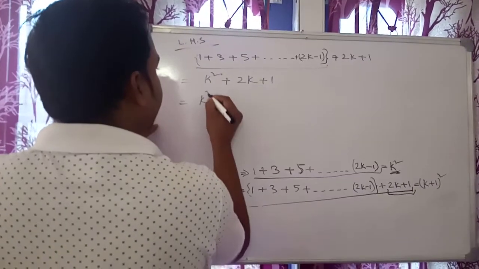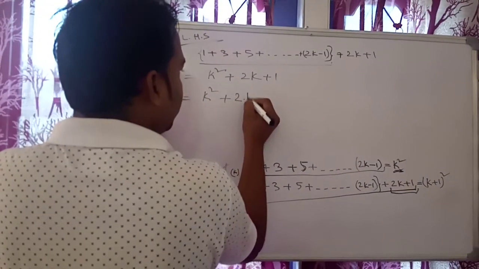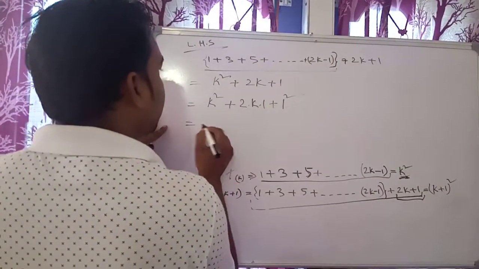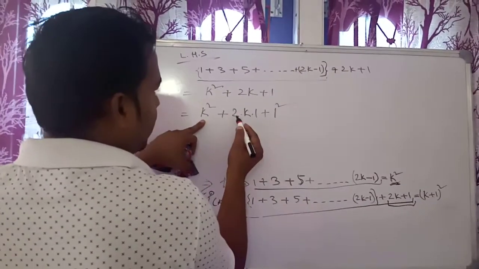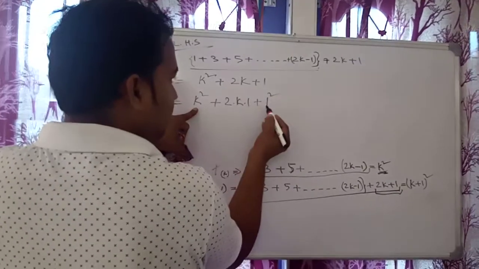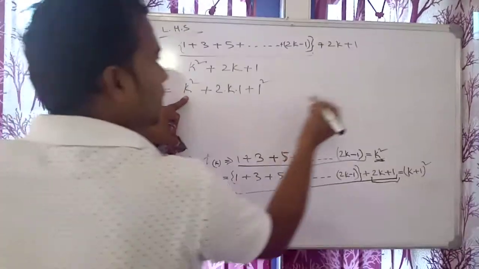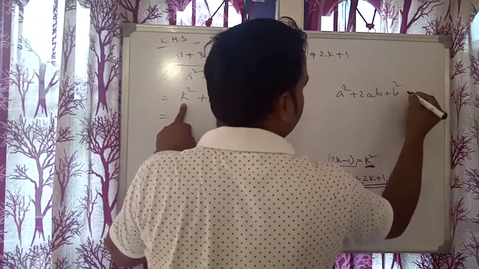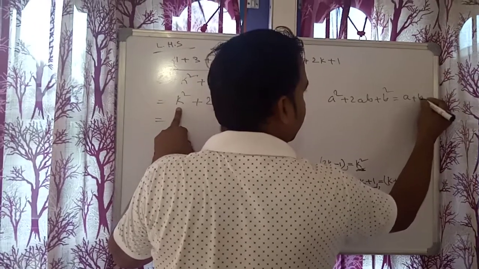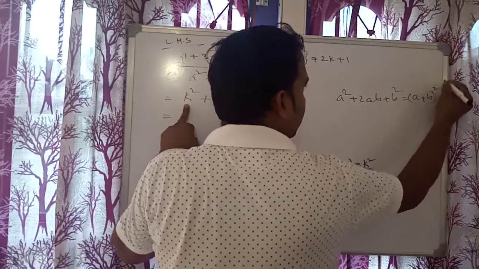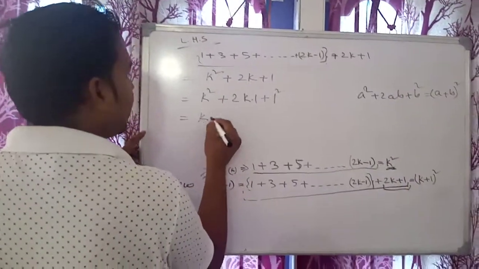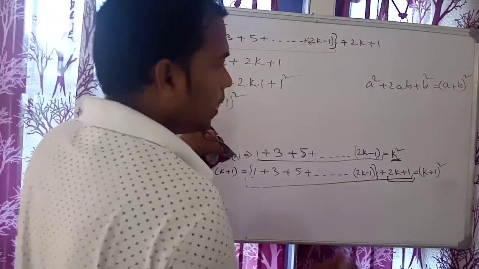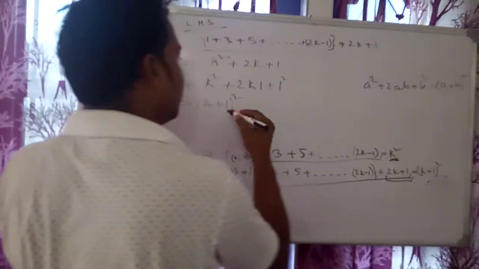This one can be written as k square plus 2 into k into 1 plus 1 square. Now see, this one is a square, this one is twice a b, and this one is b square. That means a square plus 2ab plus b square is equal to a plus b whole square. Then here also write like that, k plus 1 whole square. Now we got this. That means we are correct.